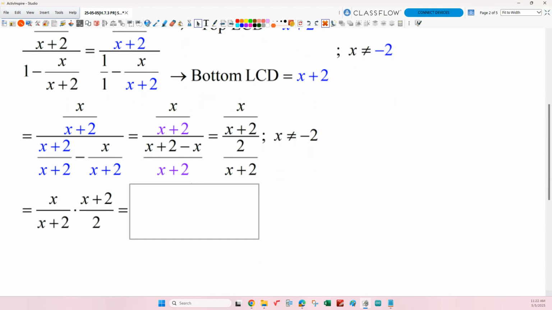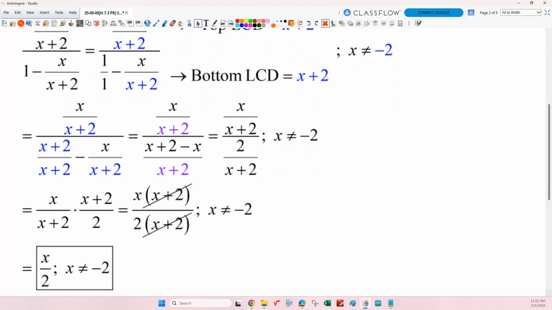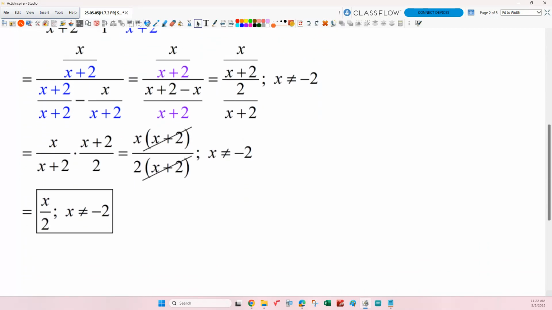Cancel out x plus 2. Yeah, we can. We're going to combine it into one fraction and then cancel them out. You can cancel them out from there. So our final answer is x over 2, with negative 2 being excluded.